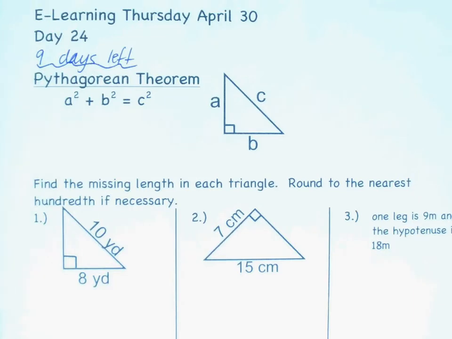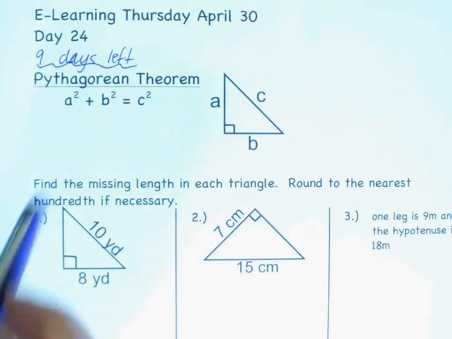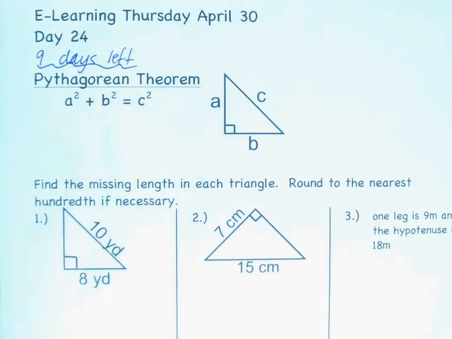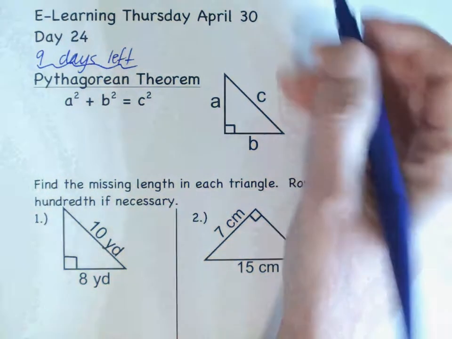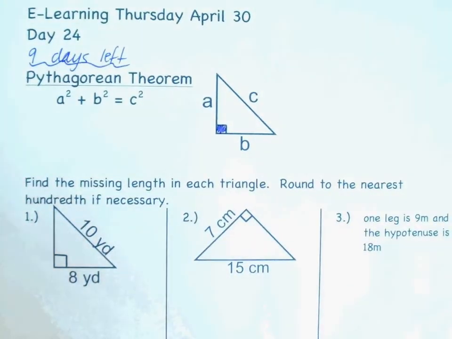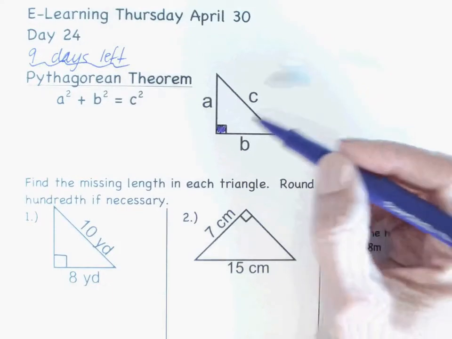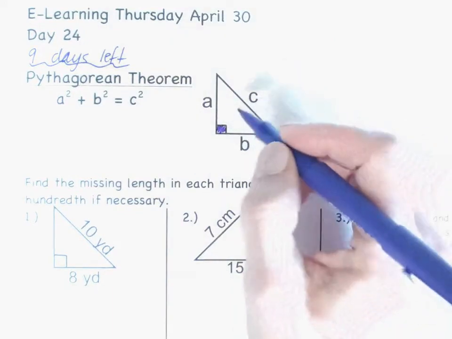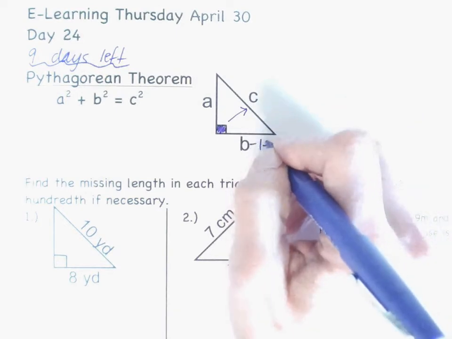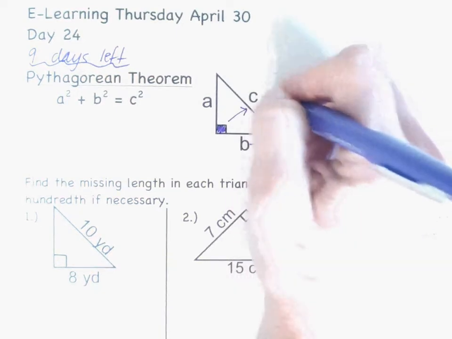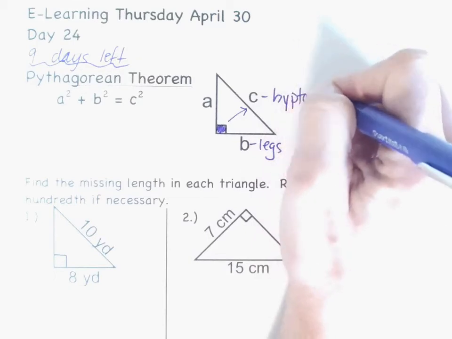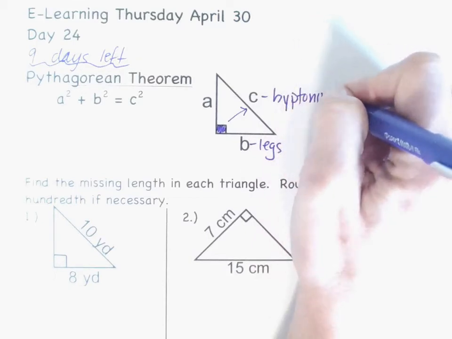Pythagorean theorem is our review for today. I have the formula supplied here for you. I have the diagram reminding you that it works with a right triangle. A and B are the legs. They're the ones connected to the right angle. C is the hypotenuse, and it is opposite. So let's put some labels in here for you real quick. Hypotenuse, I think that's spelled right.